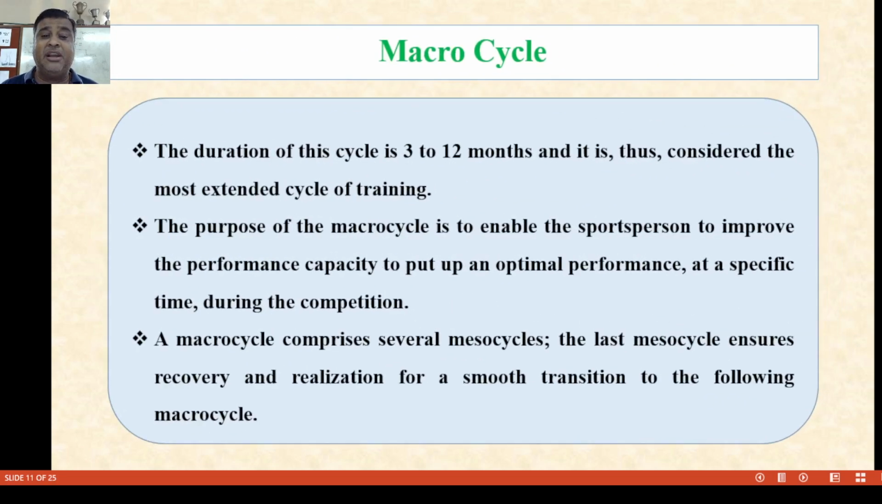Next is the macrocycle. These are the longest training programs, annual plans or year-based training plans, related to 3 to 12 months. The purpose of a macrocycle is to improve sports performance capacity, to put in an optimum performance at a specific time and during competitions. A macrocycle comprises several mesocycles, meaning month-wise trainings, and the last mesocycles ensure the recovery and realization for a smooth transition to the following macrocycles.